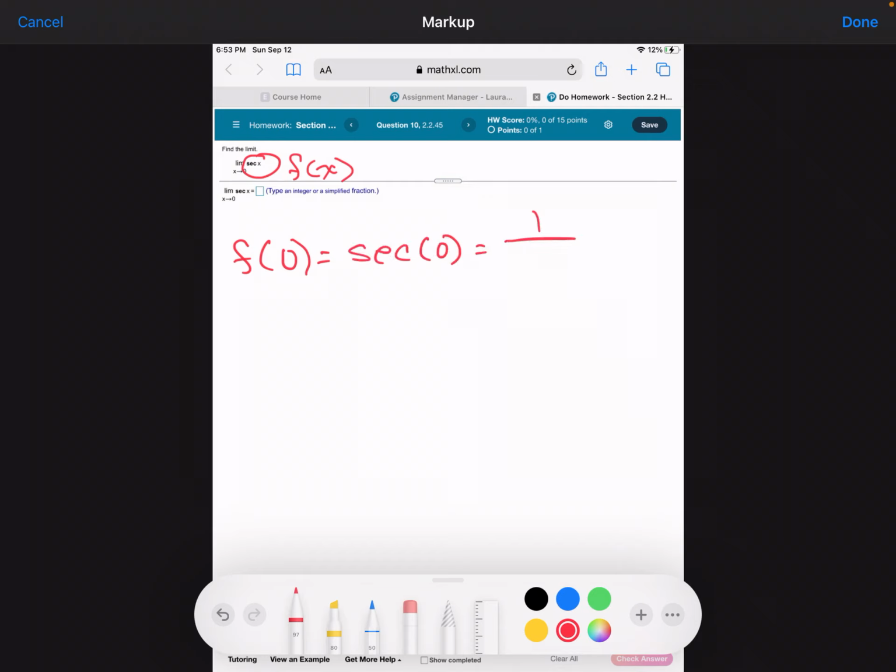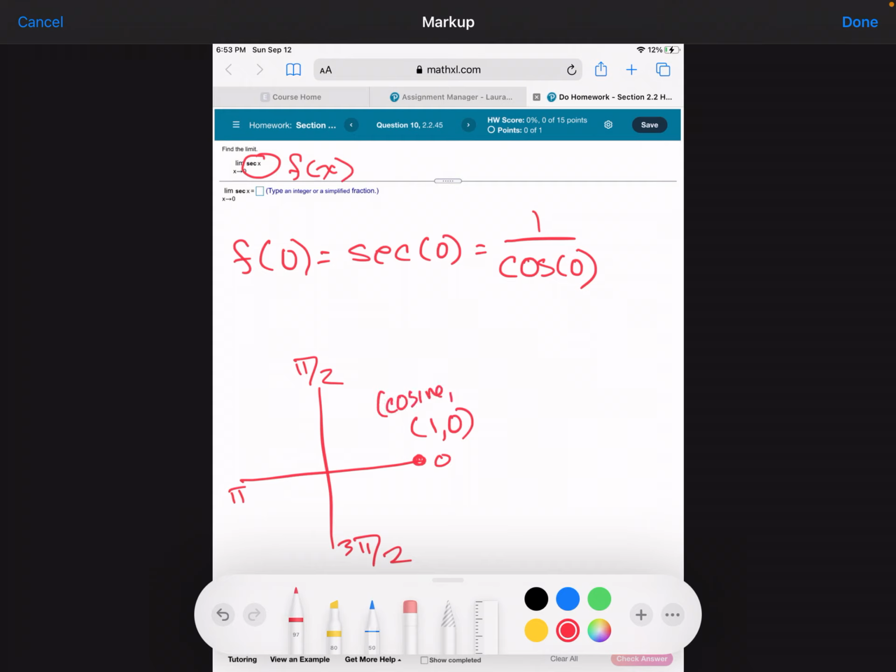But secant, if you recall, is 1 over cosine. So let's think to our unit circle. This is 0 and pi over 2 and pi and 3 pi over 2. So 0 on a unit circle where the radius is 1, this would be the point 1, 0. And remember that this is cosine, sine. So the cosine of 0 is actually 1, which means this is 1 over 1, which is 1. And we're done, actually. So we knew that one.